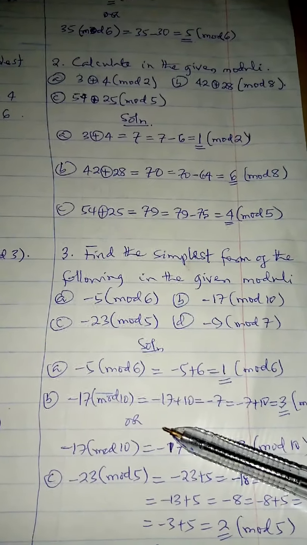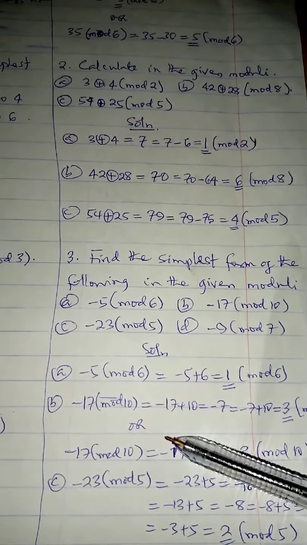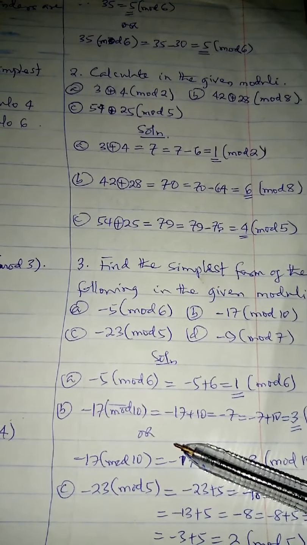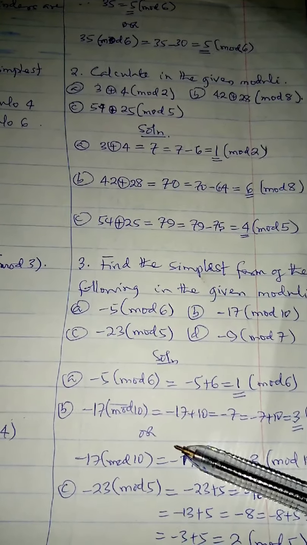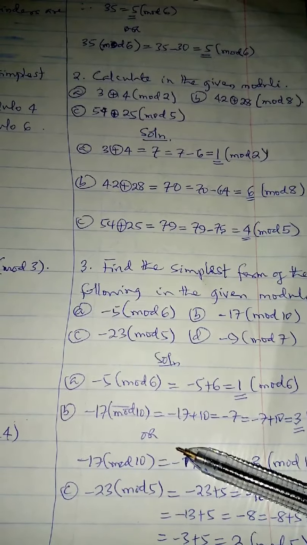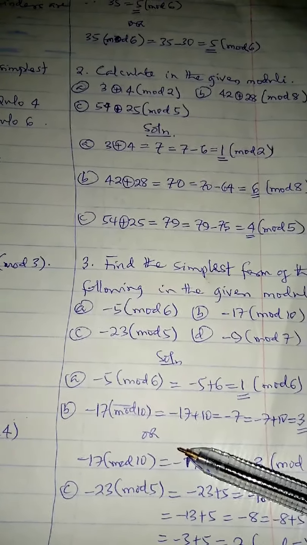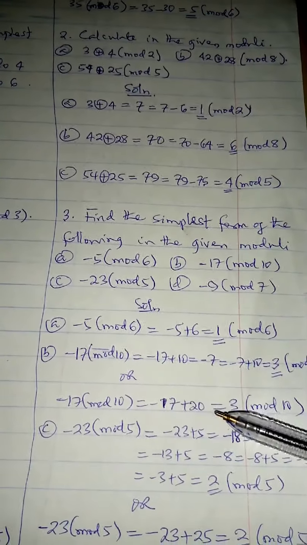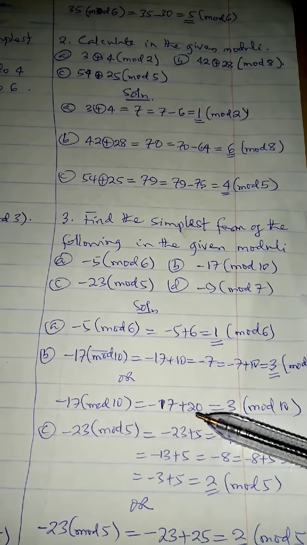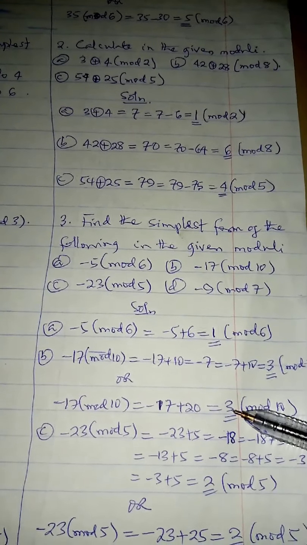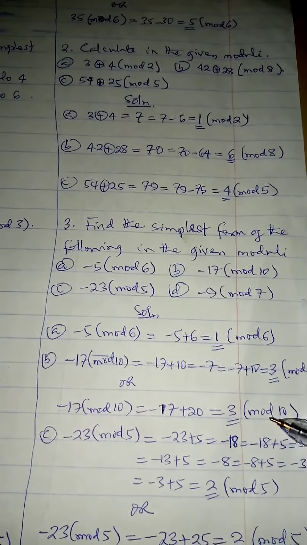Or just add once. Add the multiple of 10 that will give you a positive number, and it will still be less than 10. And that multiple of 10 you are going to use is 20. Minus 17 plus 20 will give you the 3. Remember, your answer must be less than this.